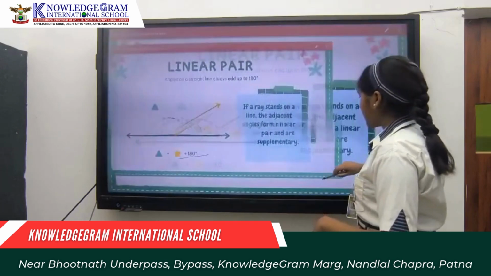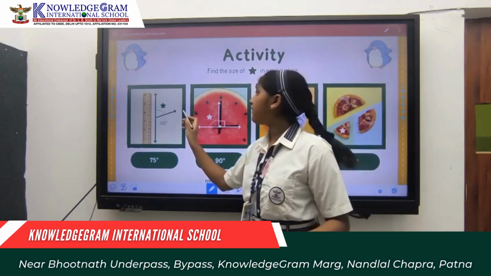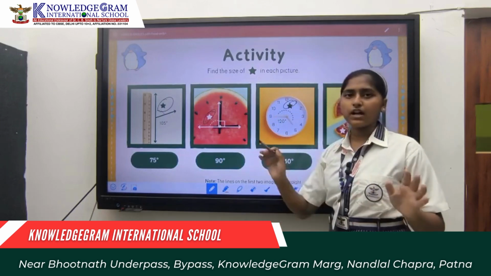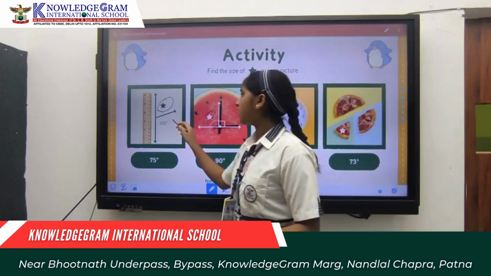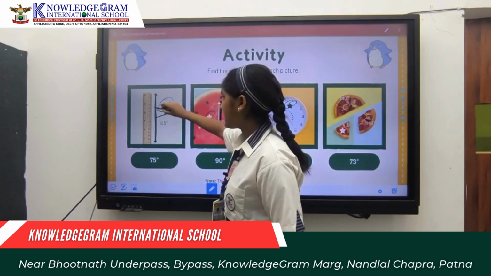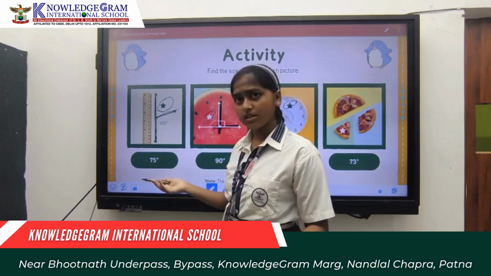Now, here comes some of the questions which we are going to do today. Here we have to find the values of stars in it. So here is our first question. You can see it is a linear pair, right? This is a line, this is a ray, and these both are supplementary. So of course it's a linear pair.